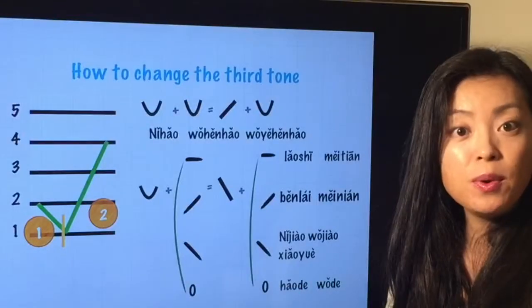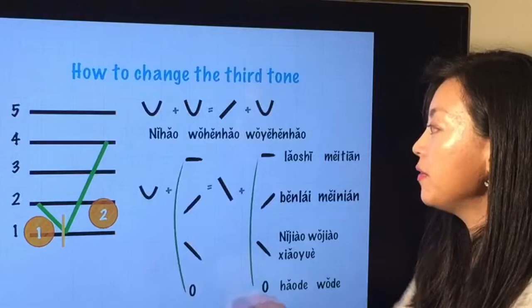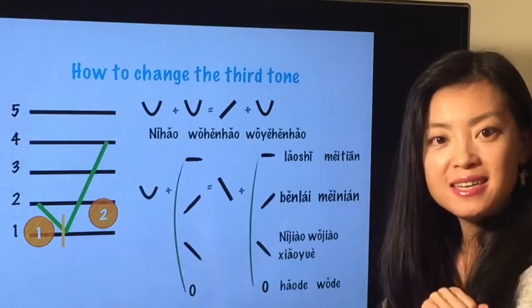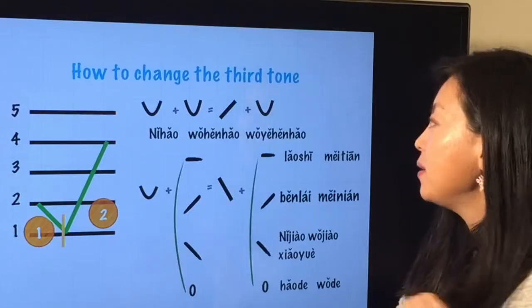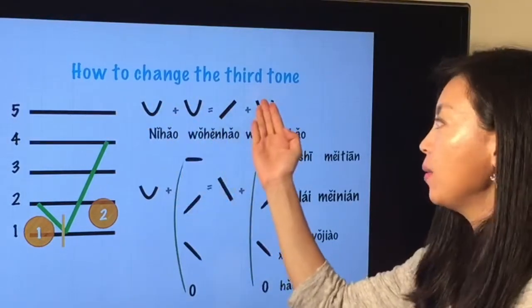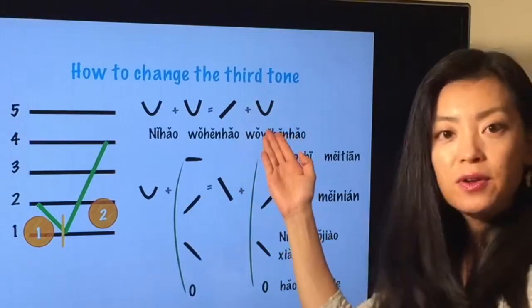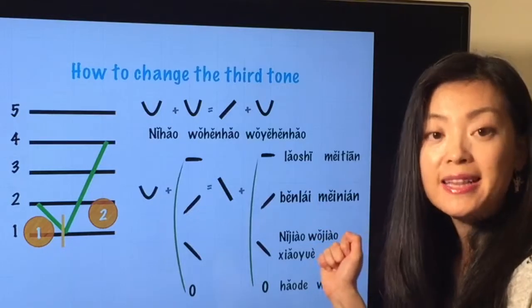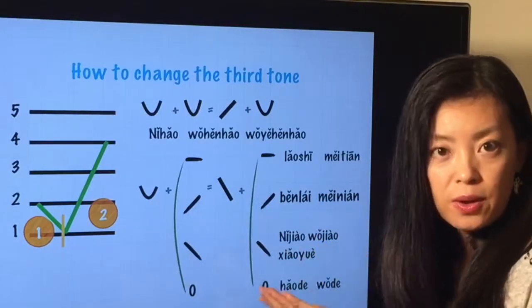So in this lesson, we will continue to talk about the third tone, how to change the third tone. In the last video, we said when third tone plus third tone, you read the front one as second tone, but you keep the last third tone as original. You don't change when the third tone is at the end or when we use third tone by itself.